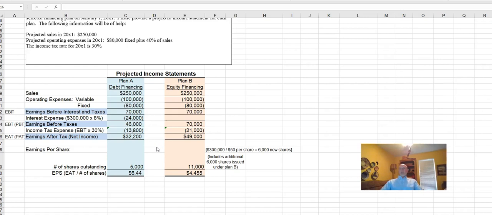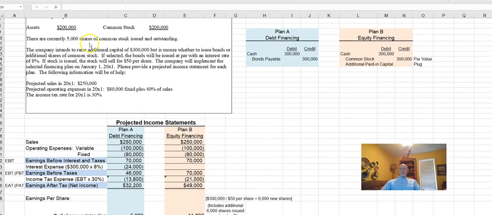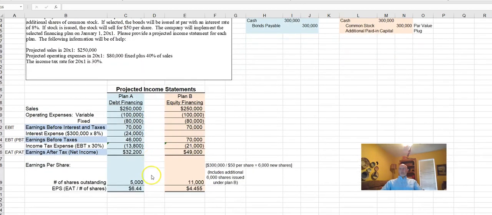So remember, at the beginning of the problem, we had 5,000 shares of common stock outstanding. So under the debt plan, our net income of $32,200 divided by those 5,000 outstanding shares gives us an earnings per share of $6.44. Under the equity plan, we had more income, $49,000, but remember, we had to issue additional shares of stock in order to raise that money.